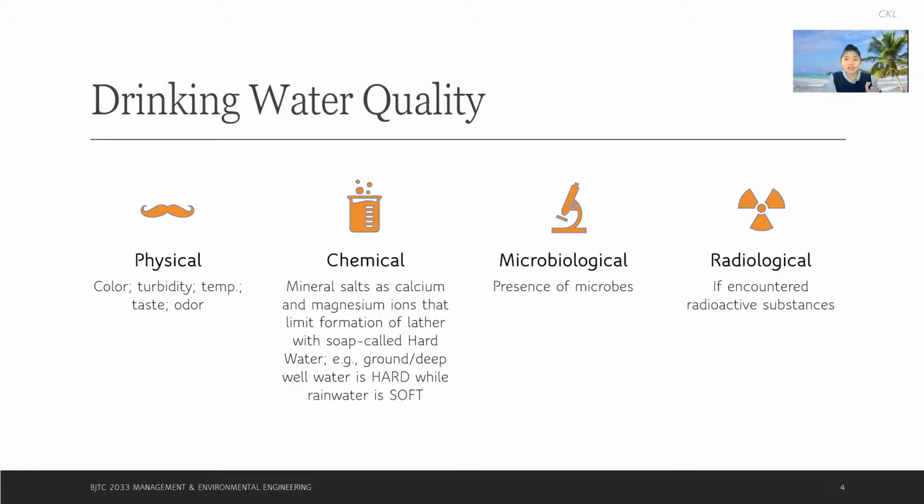Finally is the radiological. This is when water comes into contact with radioactive substances. If you still remember, in 2018 we had the Japan earthquake because of the nuclear waste. But you shouldn't think that in Malaysia, because we don't have nuclear power plants, we are safe. No.